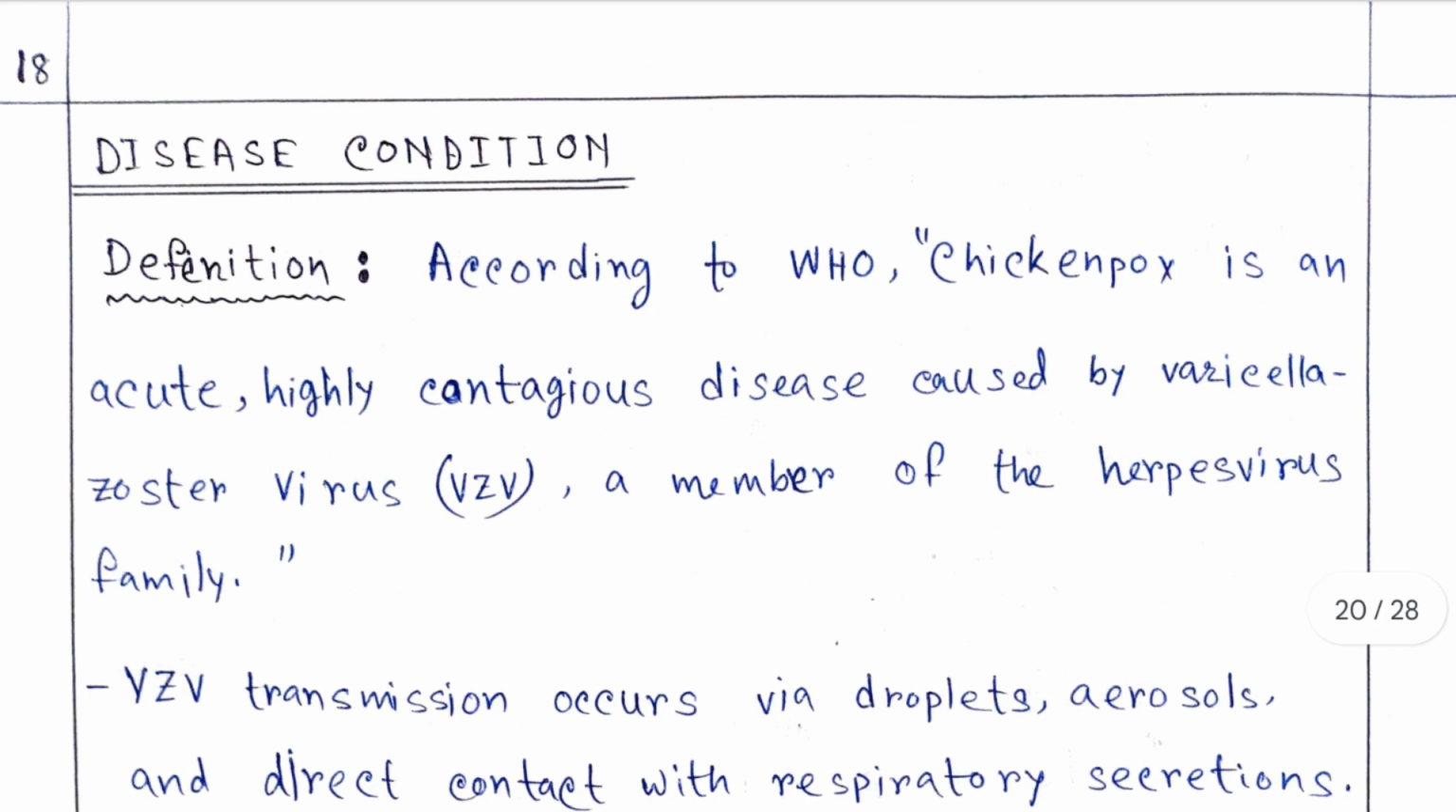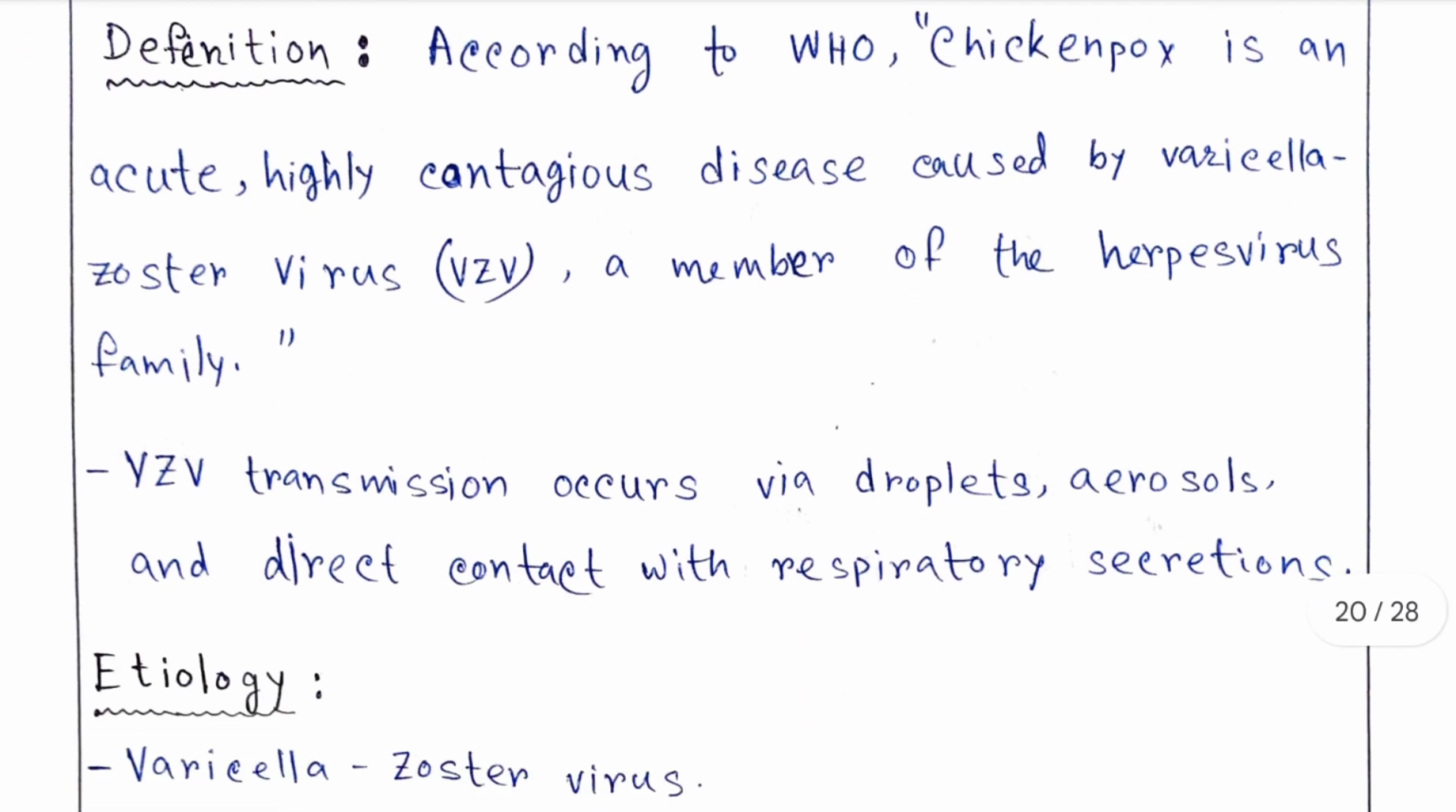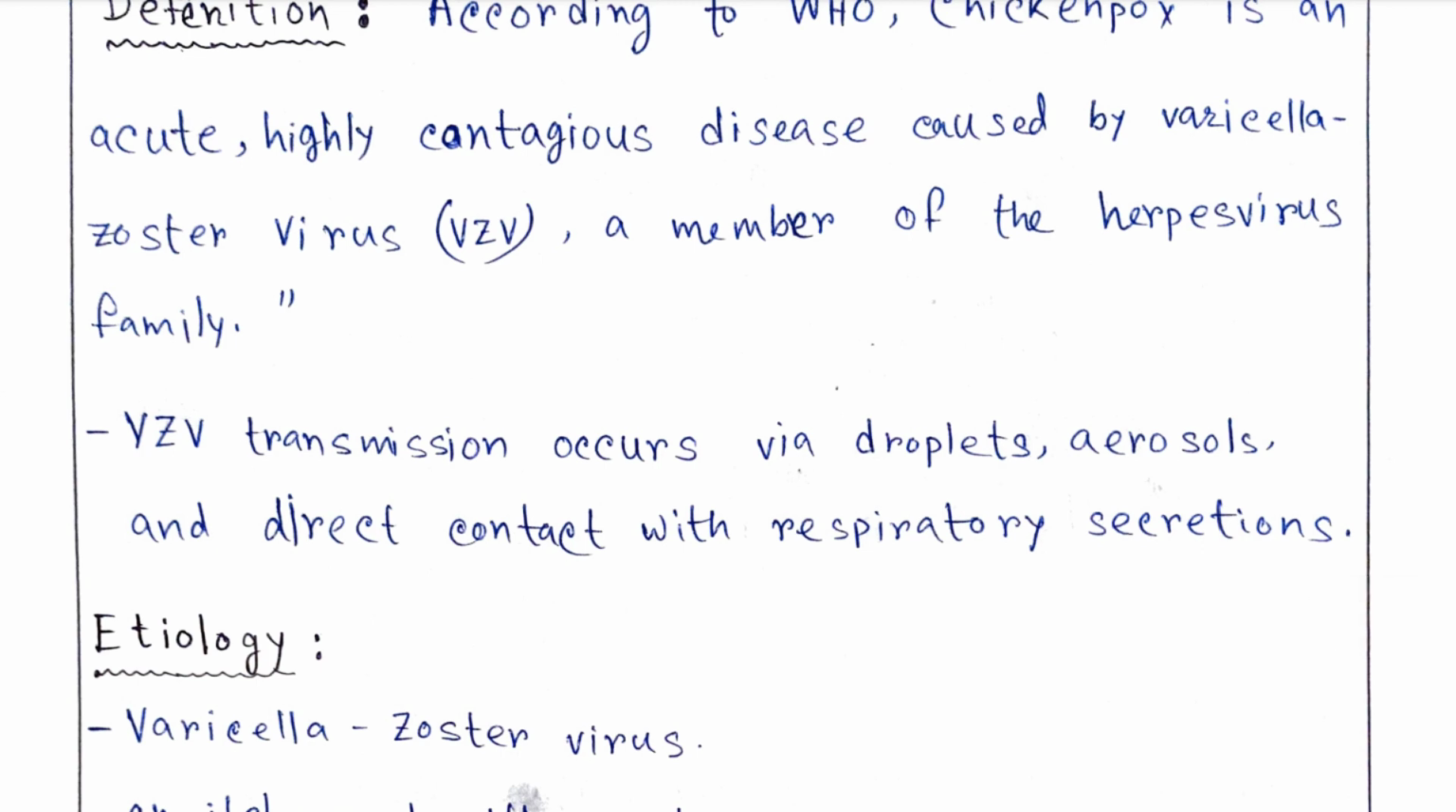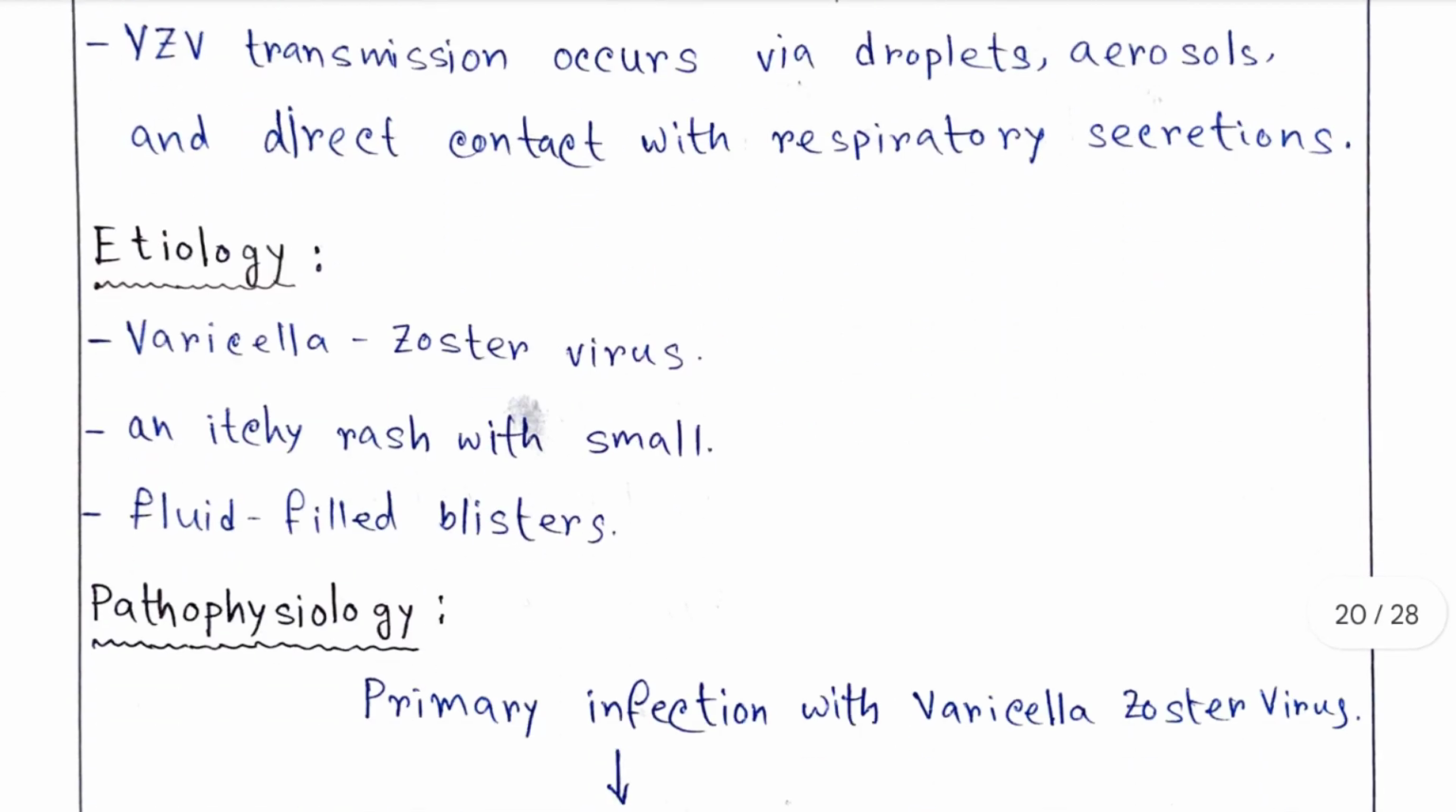Next is disease condition definition. According to WHO, chickenpox is an acute, highly contagious disease caused by varicella zoster virus (VZV), a member of the herpes virus family. VZV transmission occurs via droplets, aerosols, and direct contact with respiratory secretions. Next, etiology. Varicella zoster virus, an itchy rash with small fluid blisters.